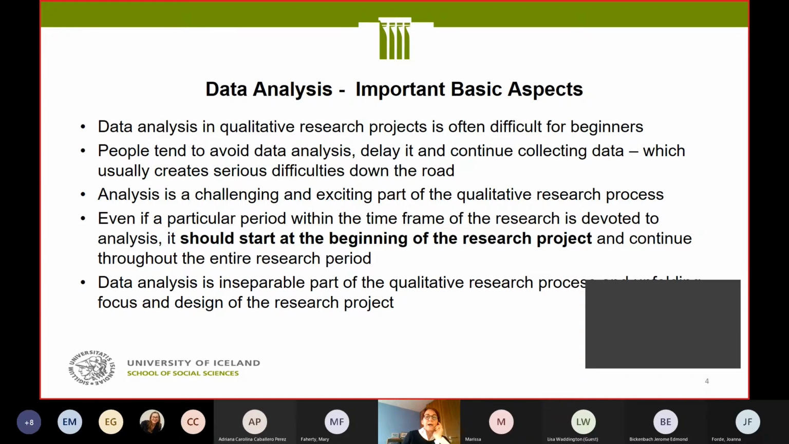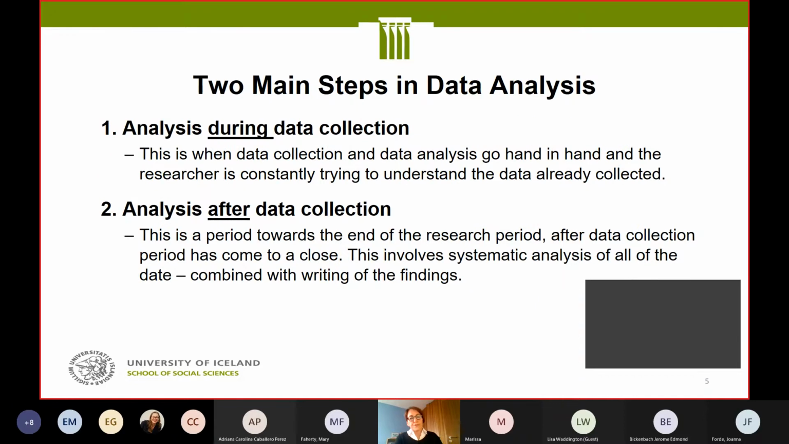simultaneously. So there are two main steps or two periods of data analysis. The first one is analysis during the data collection. This is when data collection and data analysis go hand in hand, and the researcher is constantly trying to understand the data already collected.